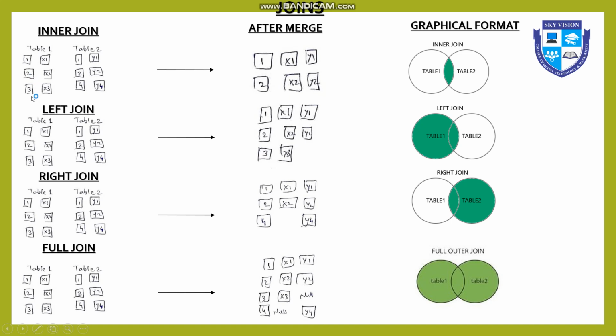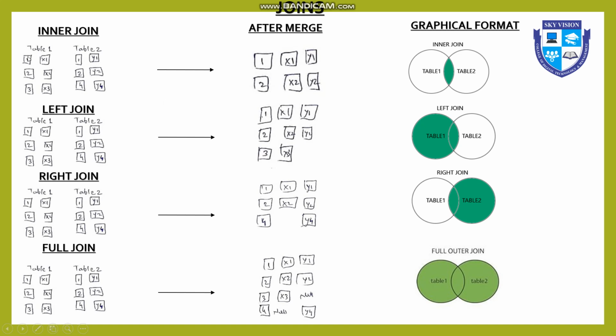Table 1 has values 1, 2, 3, and x1, x2, x3 belonging to 1, 2, 3. This is table 1, and another is table 2. Over here I have the values 1, 2, and 4. You can see I don't have 3 in table 2. So y1, y2, and y4 belong to the second table. Now when I apply the inner join, first it checks for similarity. 1 is as it is, 2 is as it is, but 3 is not present in table 2, and 4 is not present in table 1.